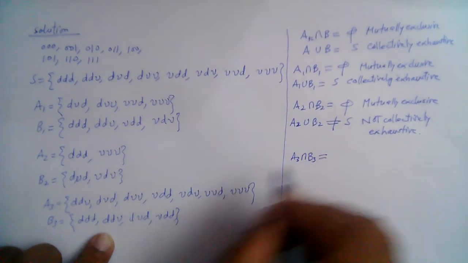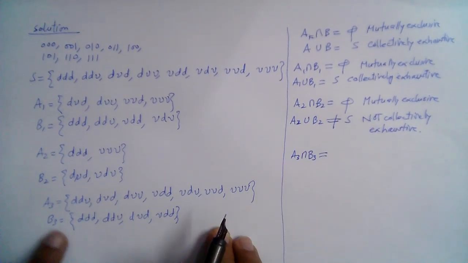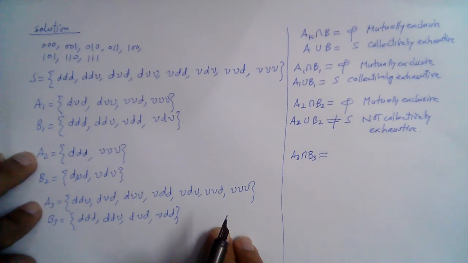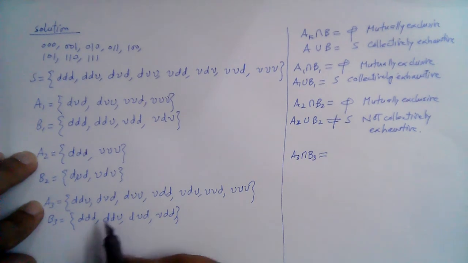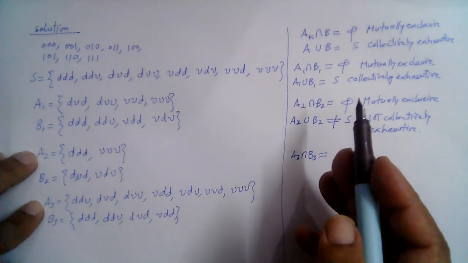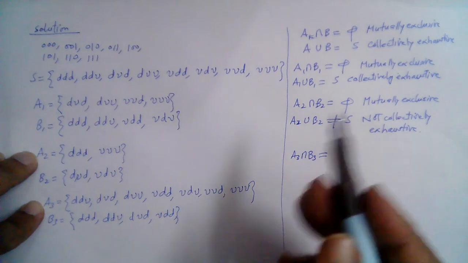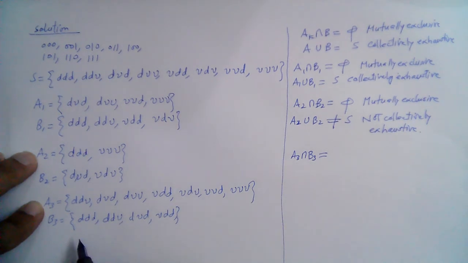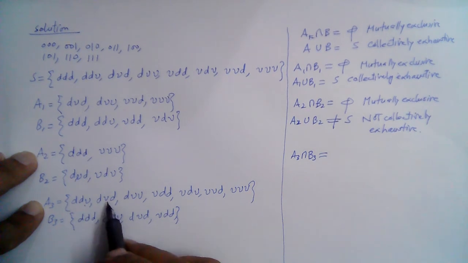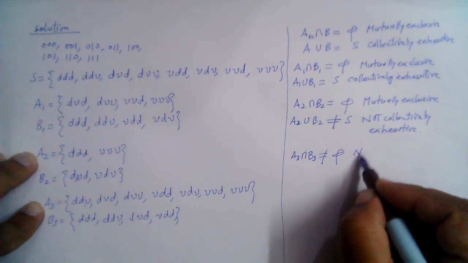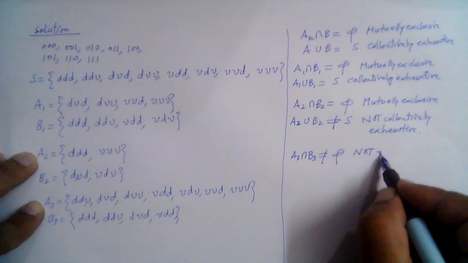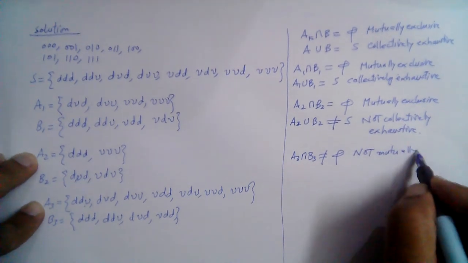Similarly, A3 intersection B3. So if we intersect A3 and B3, it is not a disjoint set, right? It's not the phi set, the null set, because you see, this DDV is here, right? This DVD is also here. So the intersection is not a null set. So not mutually exclusive, right?